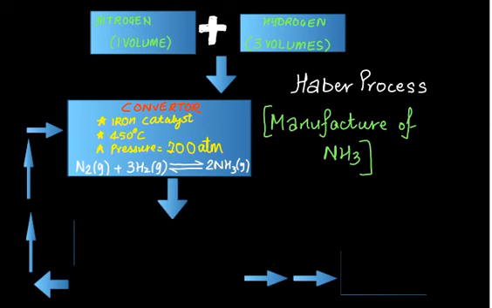It's also important to note that under these conditions, you do not get 100% yield of ammonia. That is, although you are reacting a lot of nitrogen and hydrogen, only a particular percentage of it is getting converted into ammonia. So now let us see how much percent gets converted into ammonia.